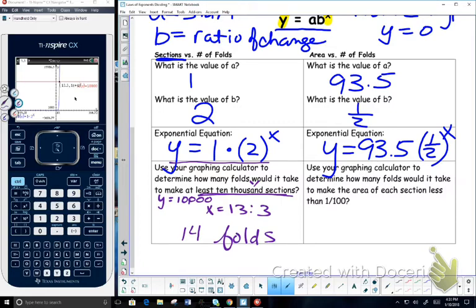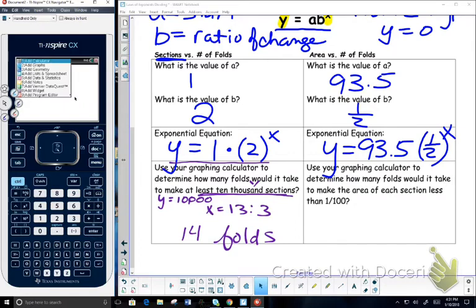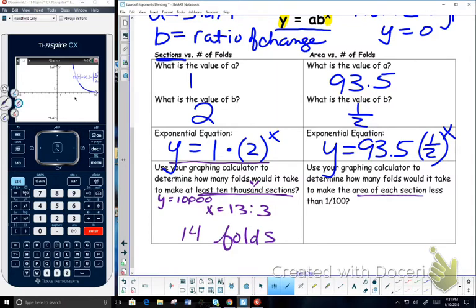Okay? So now using the other one, I'm just going to start it over, and let's clear it off. Let's look at entering, once again we're going to go to a graph, and we want to enter 93.5 times, this time we're going to do 1/2 to the x. Okay? Push enter. There's your graph. It's over here. This time I want to know how many times you're going to have to fold it until you get an area that's less than 1/100.